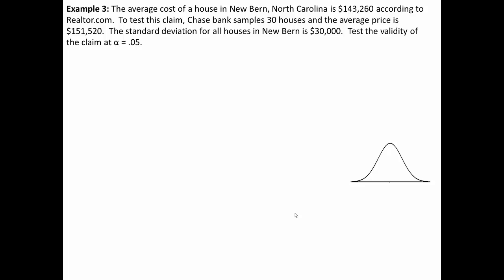To test this claim, Chase Bank samples 30 houses, and the average price is $151,520. The standard deviation for all houses. Maybe I didn't make this significant enough, but I did say at the beginning, this is when the standard deviation of the population, a parameter, is known. That's what today is about. That's how the notes started. And that's what's being stated right here. This is a population parameter. Test the validity of the claim at 0.05. That means a 5% level of significance.